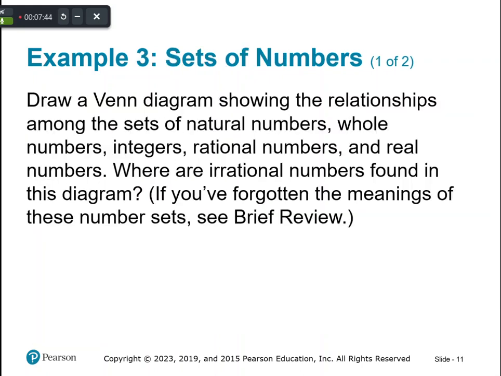All right, so let's draw a Venn diagram showing the relationships among the sets of natural numbers, whole numbers, integers, rational numbers, and real numbers. Now, if you've forgotten, the natural numbers, which we abbreviate with an N, that's the counting numbers. It's what we naturally start counting with. Whole numbers, which doesn't have a special notation, that's just 0. You add the whole, right? Just a whole. And then the rest of the natural numbers.